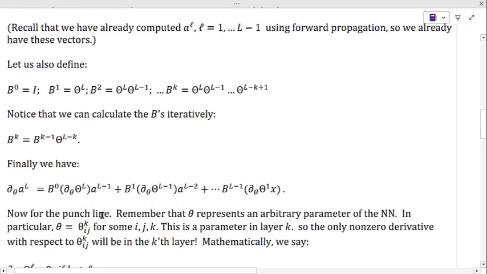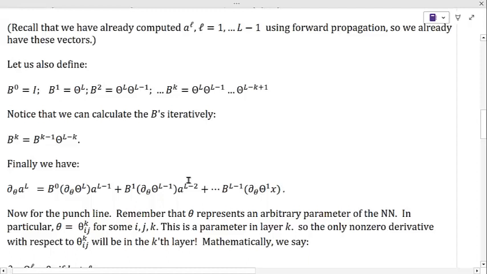All right, now for the punchline. Remember that theta represents an arbitrary parameter of the neural network. So let's set theta to a specific value. In particular, let's say theta equals theta_ijk. This is a parameter in layer K, the ijth entry of the matrix for layer K. So the only non-zero derivative with respect to this parameter, theta_ijk, will be in the kth layer. If I have a parameter in the L-1 layer, then none of the other layers depend on it. So only one of these derivatives is going to be non-zero.